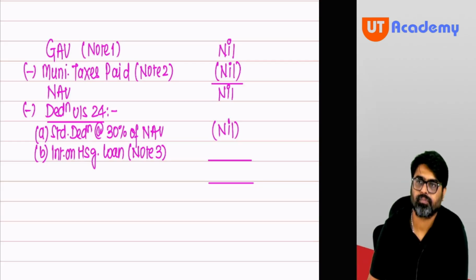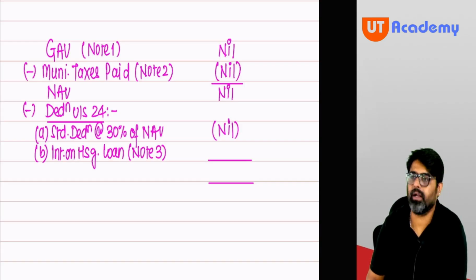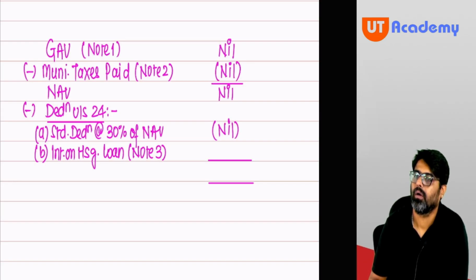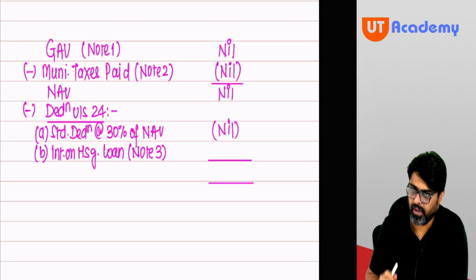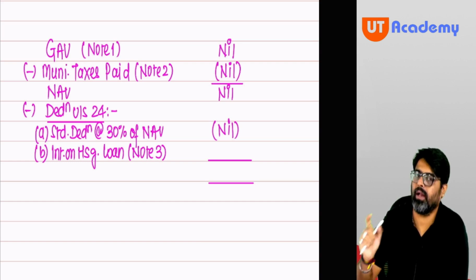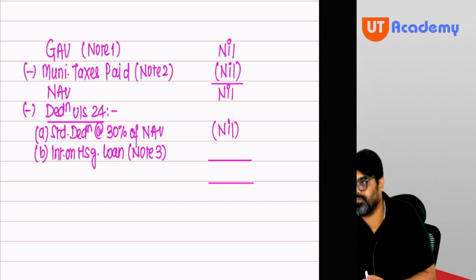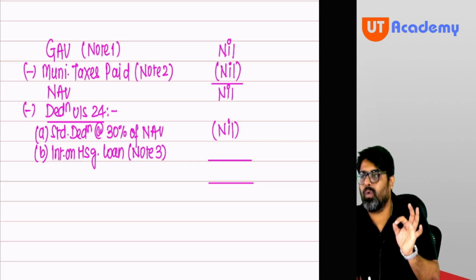Okay, write down note 2. Municipal taxes paid by the owner during the previous year in respect of SOP for which exemption is availed under section 23(2) shall not be allowed as a deduction.